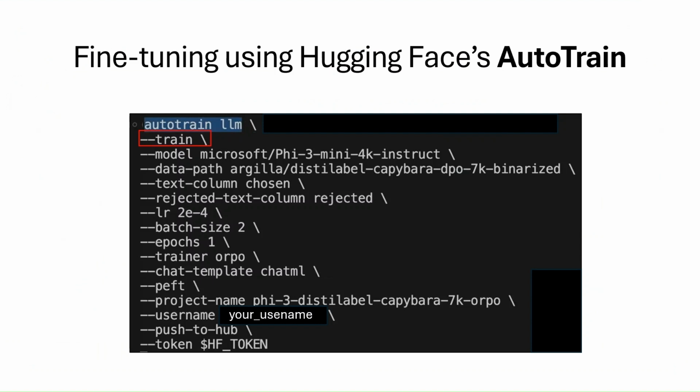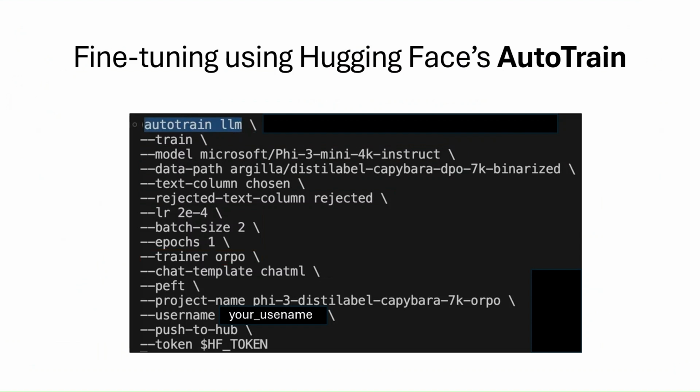You first need to use this flag to specify that you want to do training. In this example, we use Microsoft Phi 2 as our LLM. You then specify the path for the preference dataset that we just introduced. After that, you need to specify which columns of this dataset contain the chosen and rejected responses. You then specify the learning rate, the batch size, and the number of training epochs. You can now specify the fine-tuning model, which is ORPO.